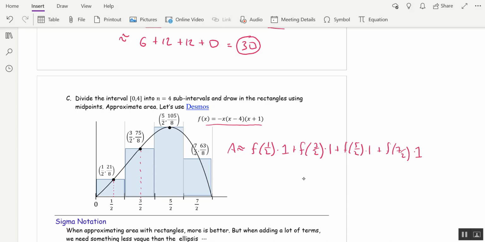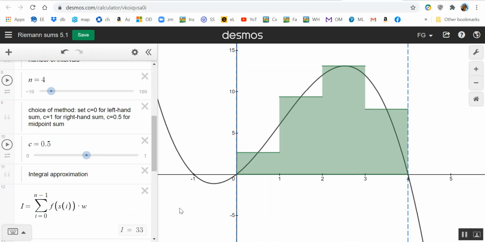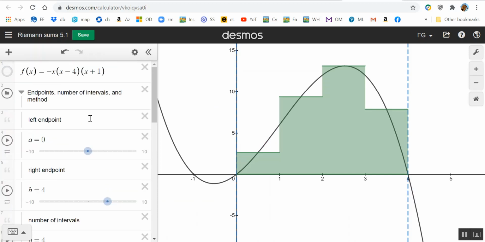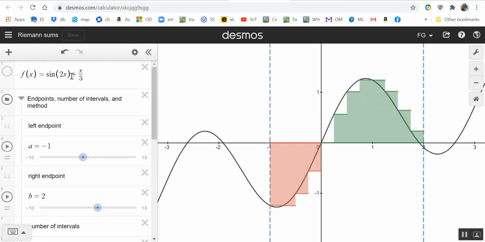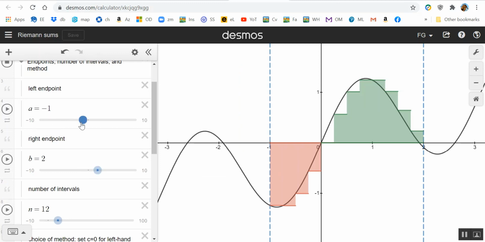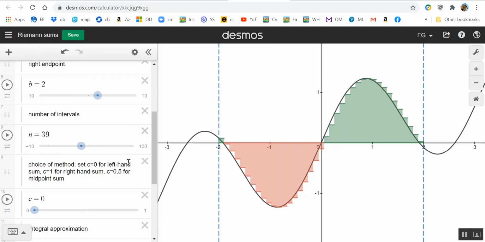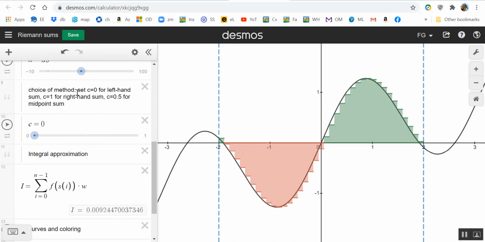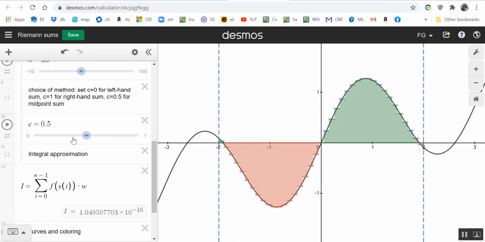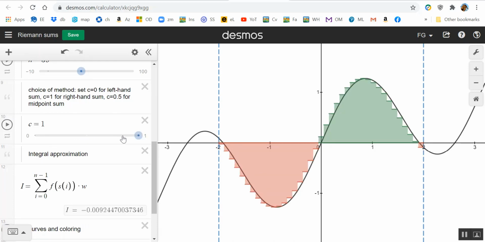Now, there's really no need to do all this by hand. Let me show you how Desmos will do this. It's really amazing. I've got the curve already put in. When you do yours in your homework, you can put your function in up here at the top, then set your left-hand endpoint and right-hand endpoint for whatever interval you have, and then the number of subintervals you want. And how do you determine middle, left, or right? That's C. The instructions are right here. C is 0 for left, 0.5 for midpoints, and 1 for right-hand endpoints.